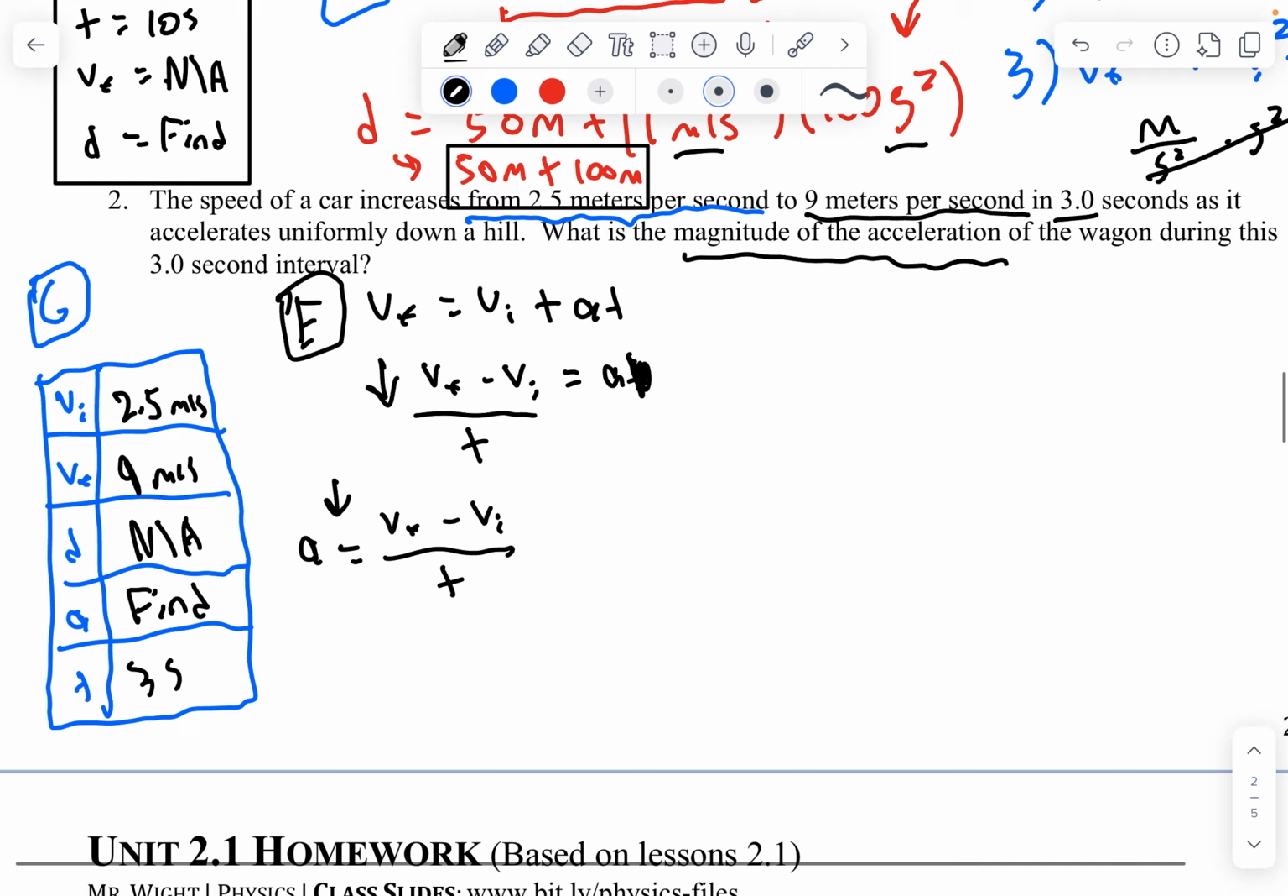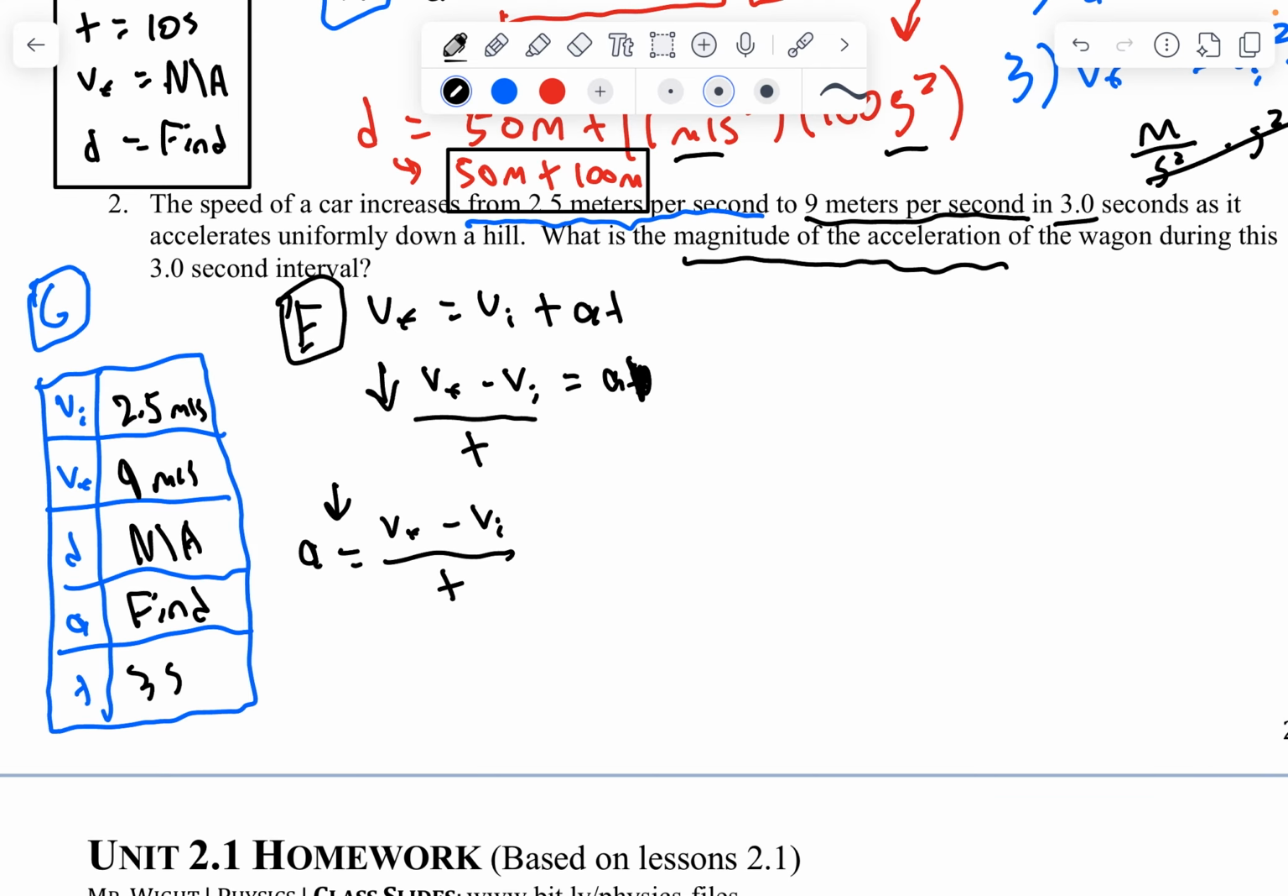Good. So now we can solve by plugging in our values. So the acceleration equals, what's the final velocity? 9 meters per second. What's our initial velocity? 2.5 meters per second.